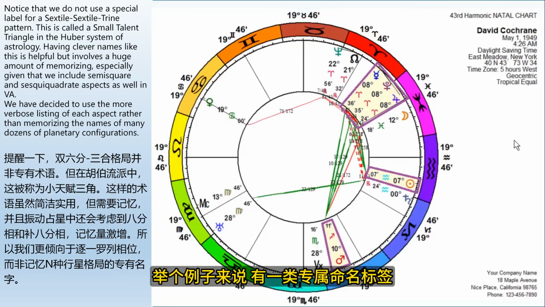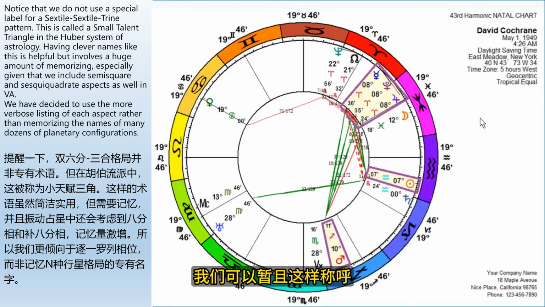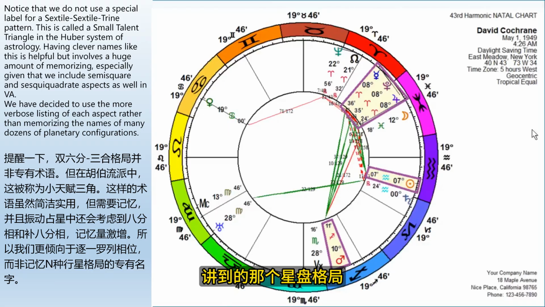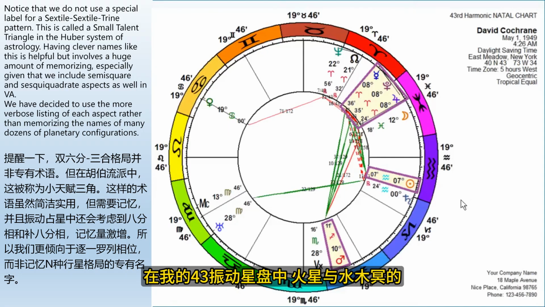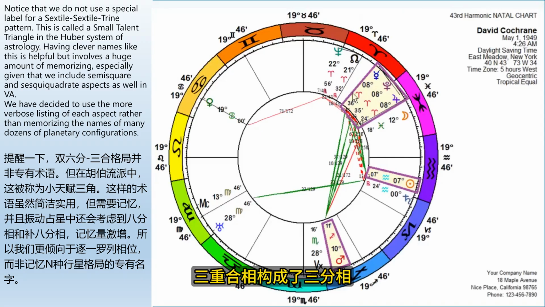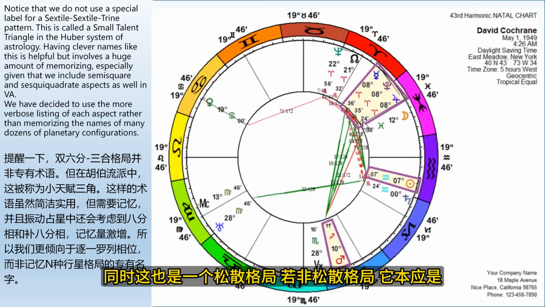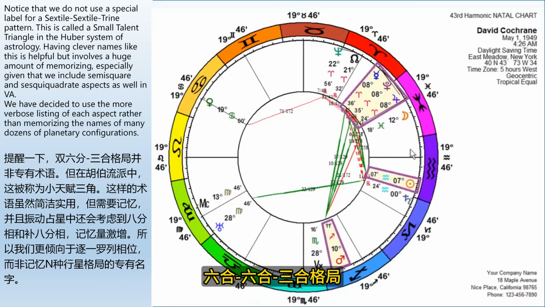Here's an example of special labels that we do not use in VA. This configuration here, we looked at at the end of the previous video. In my 43 vibration chart, Mars is trine the triple conjunction of Mercury, Jupiter, and Pluto. So it's a power trine to this triple conjunction. And Sun is sextile, so there's a power sextile to that same triple conjunction. And it's a spreading pattern because if it was not spreading, it would be a sextile trine pattern.